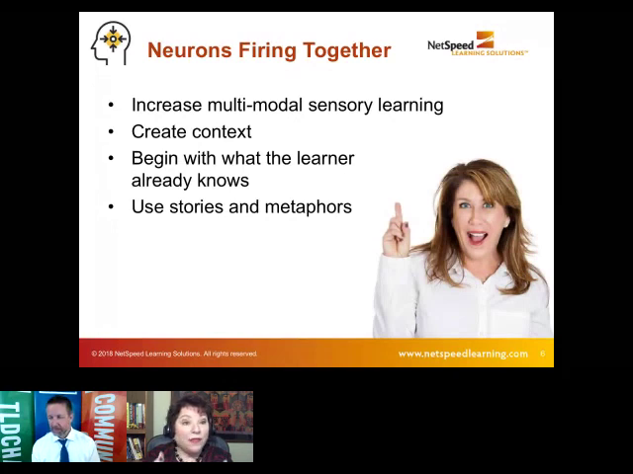So, one of the things we have to do if we're thinking about neurons that fire together, wire together, is that we have to make sure we're always helping create context for our learners or helping them discover their own context. We have to make sure we're always linking it.